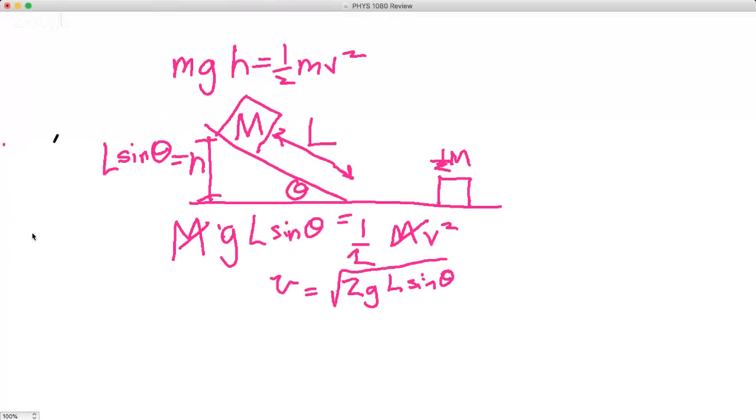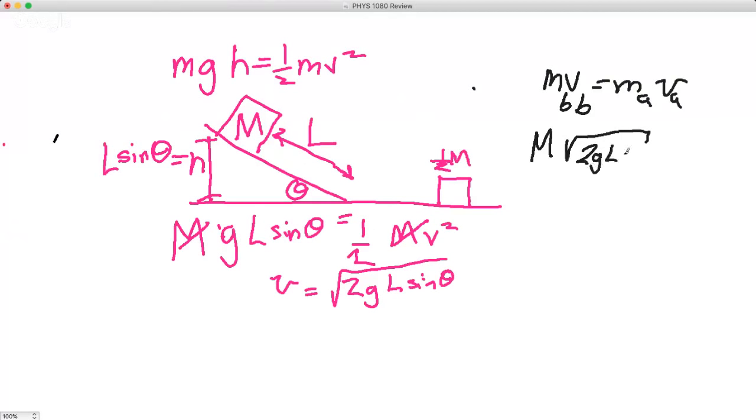Okay, so we've got the big mass, capital M. It made it down to the bottom. It's going to slide along. There's no friction, so it's going to hit that small mass with the same V that we just calculated. So we've got one object moving initially, one object initially at rest. We've got momentum before the collision, and then afterwards they're going to stick together, so we'll have a momentum afterwards.